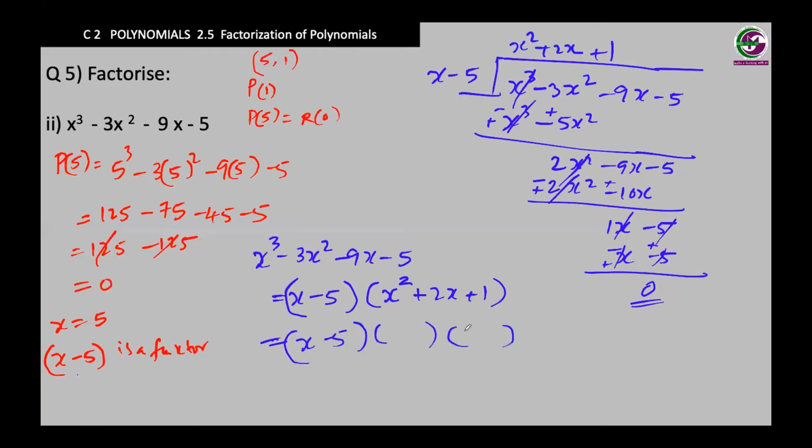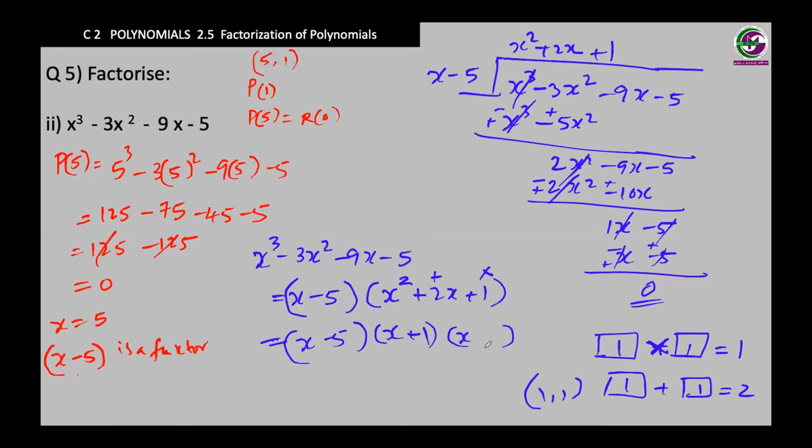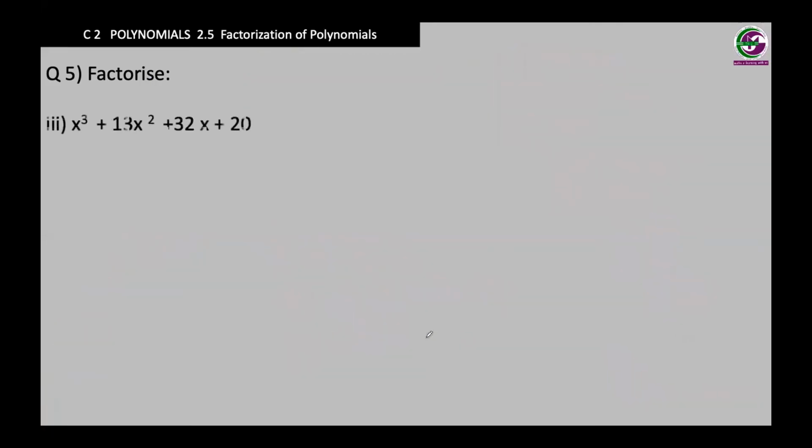Again, we can use the easier shortcut method because the coefficient is 1. So we can split into two brackets with x and x. On multiplication, you must get the number 1, and on addition, you must get the number 2. What are the two numbers? 1 times 1 is 1, and 1 plus 1 is 2. Great. So the numbers are 1 and 1, so plus 1, and we are done. So x cubed, a polynomial with power 3, gets factorized into 3 brackets: x minus 5, x plus 1, x plus 1.